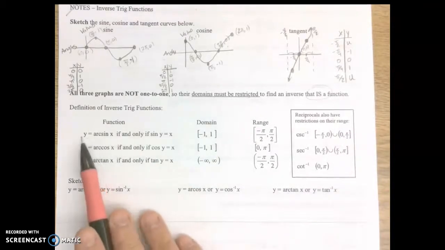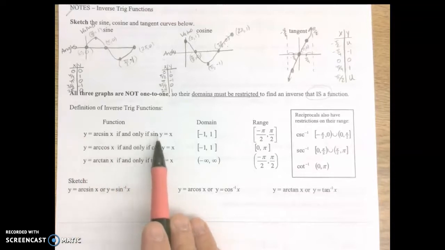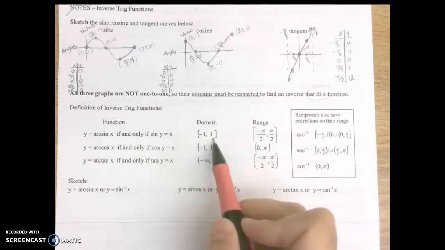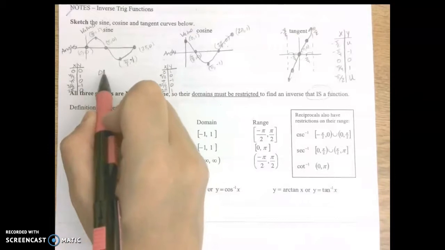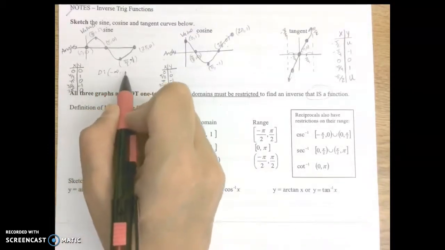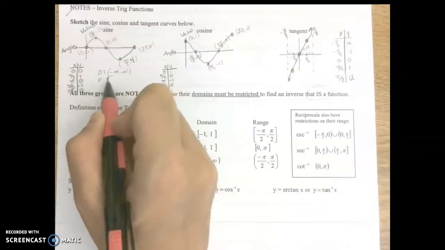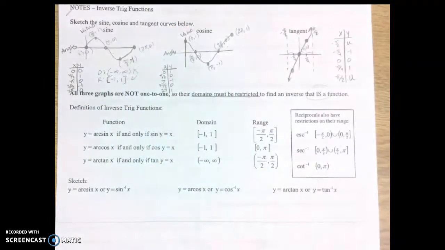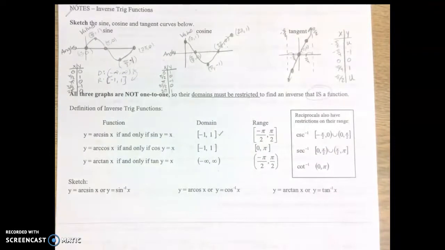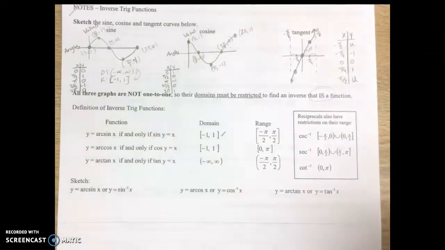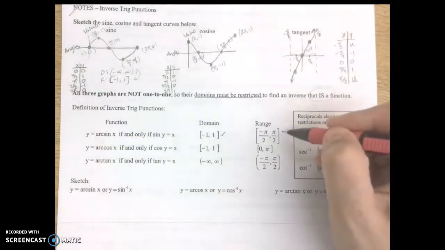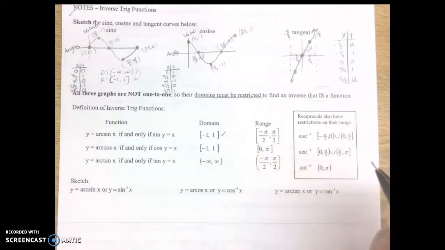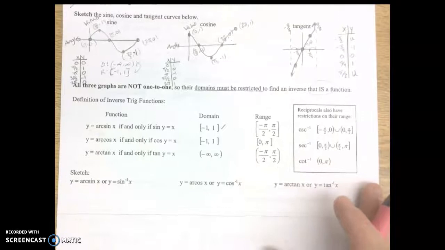The function arcsine: y equals arcsine of x if and only if the sine of y is equal to x. Okay, the domain here is going to be from negative 1 to 1. So again, our domain for sine was negative infinity to positive infinity, and our range was negative 1 to 1. So in an inverse function, the domain and range switch places. So it makes sense that our domain is now what our range used to be. What doesn't make so much sense is that the range of this arcsine is from negative pi over 2 to positive pi over 2. So we'll look at the graph to get that information.